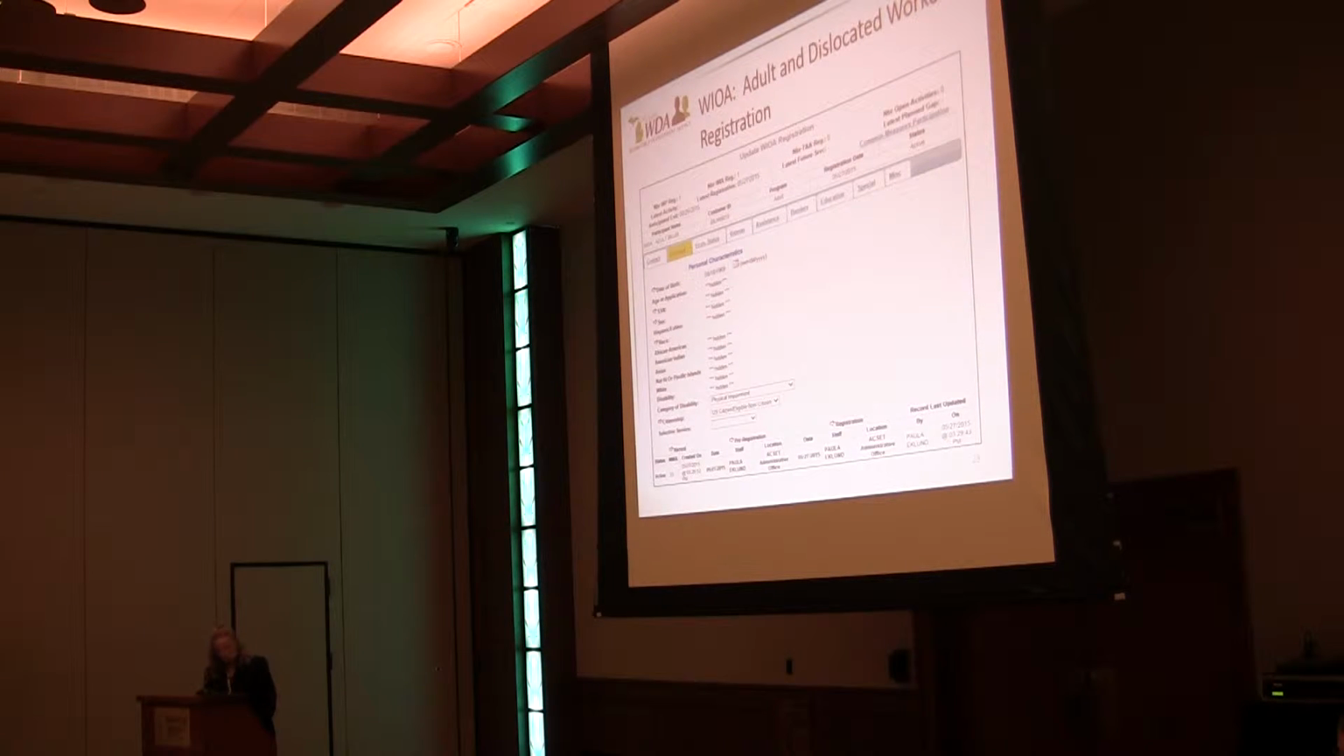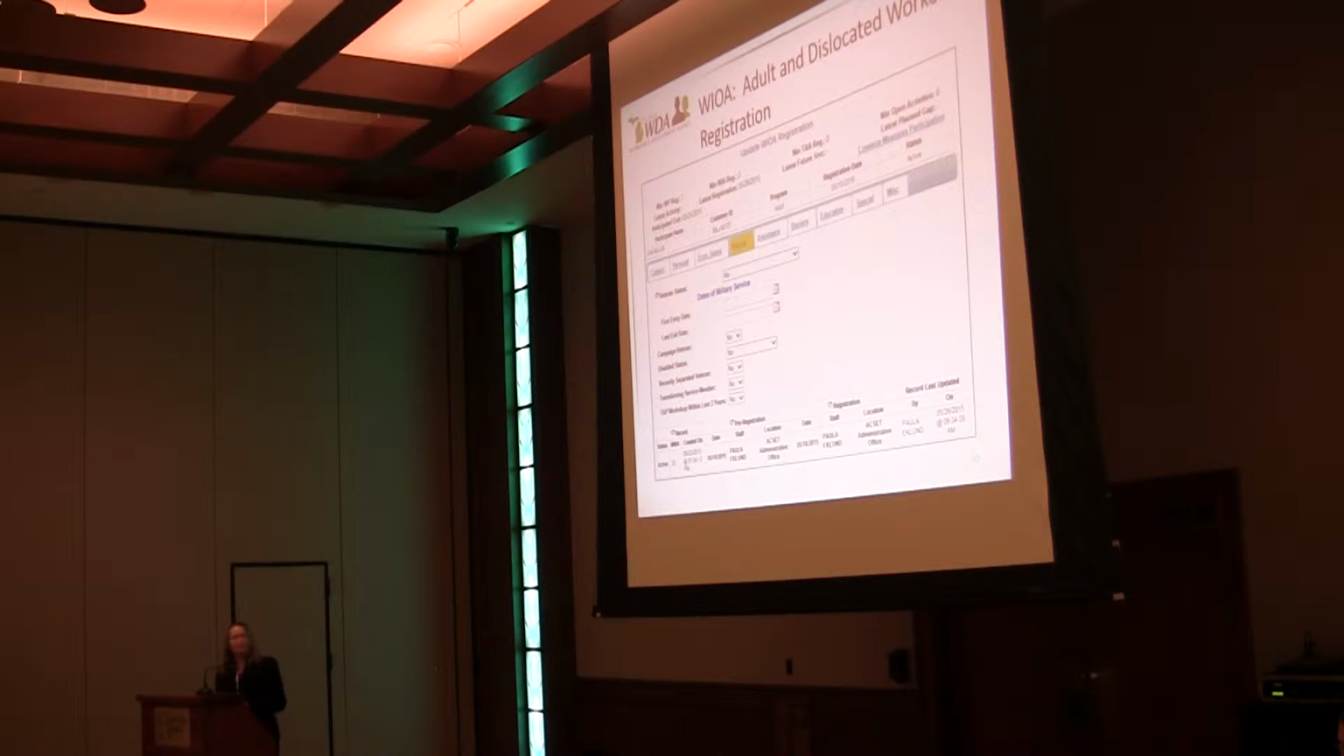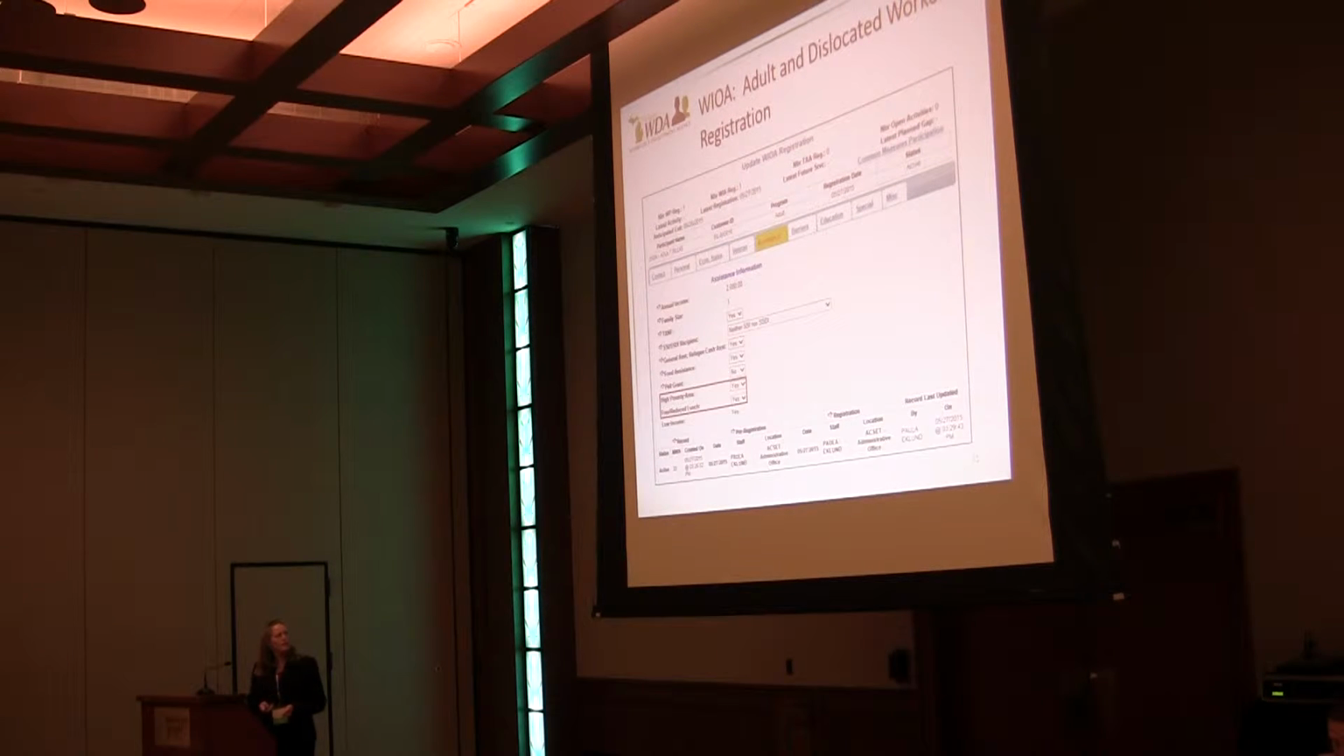And then next is personal information, and that's the same data fields as what is currently collected in the WIA registration process as well. And then economic status, again, that's the same fields that we currently collect for WIA. Veteran, all the fields related to veterans and their service are located in the veteran tab. And then assistance.